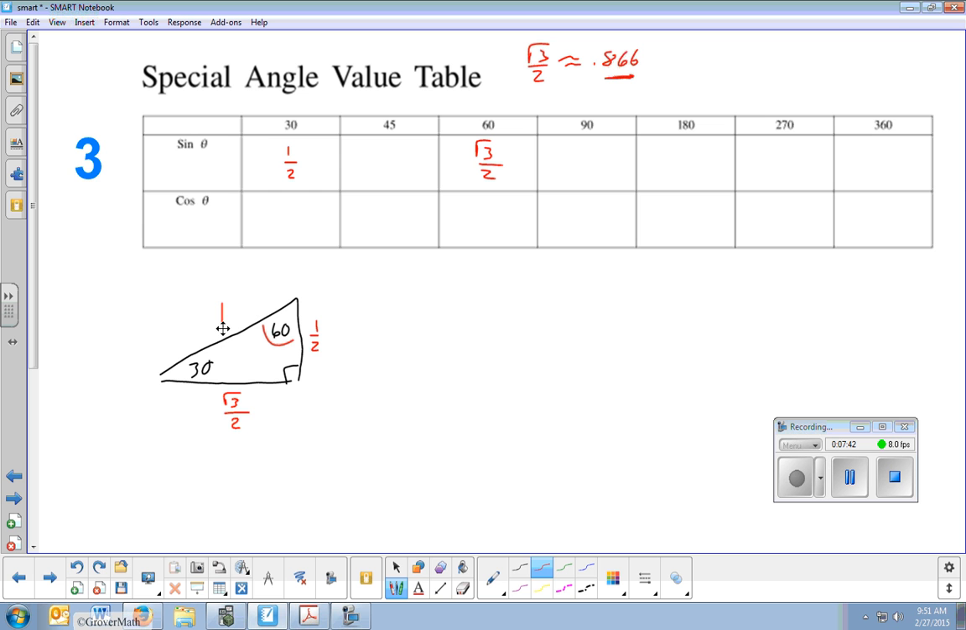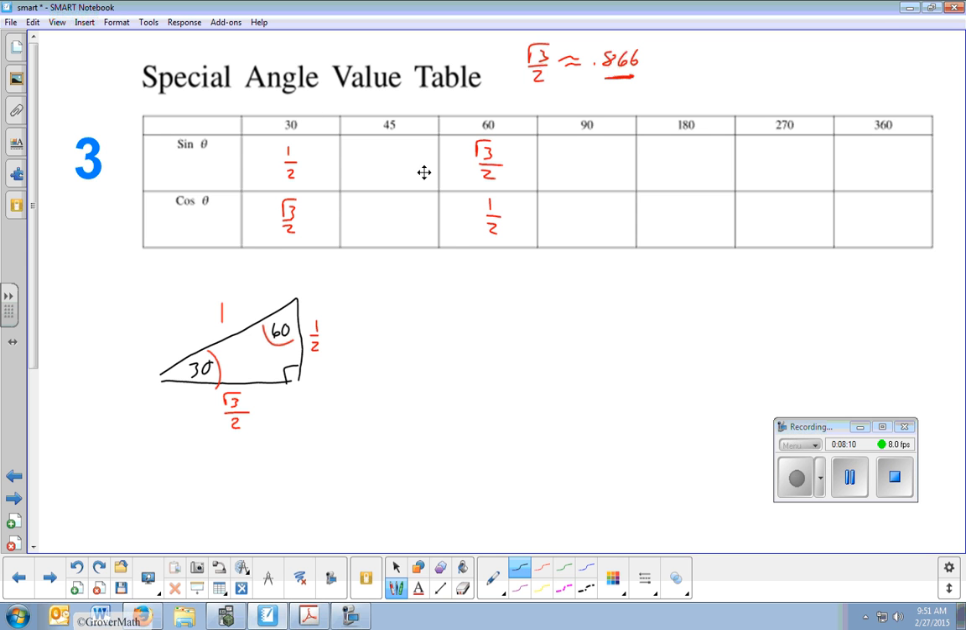All right, how about cosine? Cosine 30 is also, here's my 30, adjacent over hypotenuse, rad 3 over 2. And cosine of 60, adjacent over hypotenuse, is 1/2. And notice that these are kind of opposites. Sine 30 equals cos 60. This has to do with something called cofunctions, which we're going to discuss in another lecture. So that's the 30 and 60 we get from this.